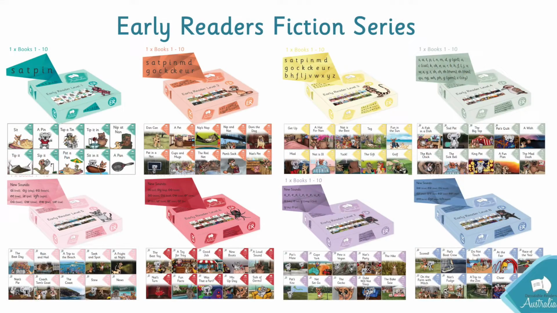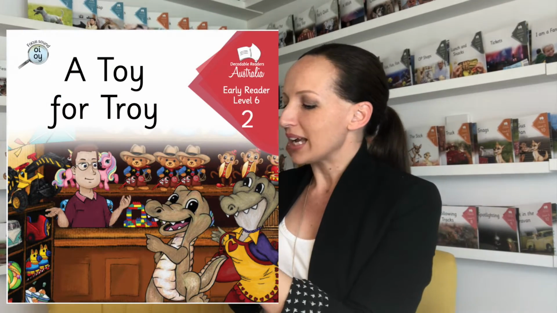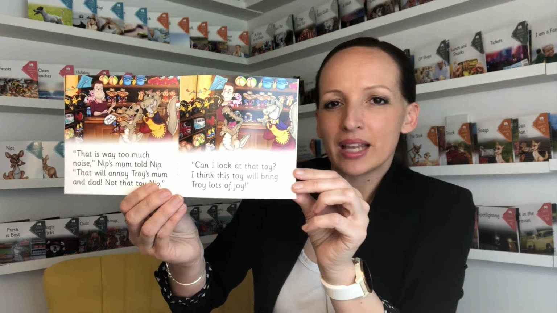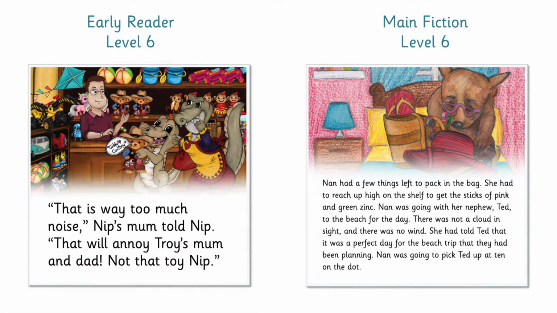Our early readers also are fictional series that follow these Aussie characters on beautiful Aussie adventures, but these texts are a little bit simpler. If I have a look, what have we got here? A level 6. So this one is introducing OI, O-I and O-Y. And inside the text, you can see it's a much simpler text and predominantly single syllable words. It's a larger font and the word count is a lot less than our main fiction series.